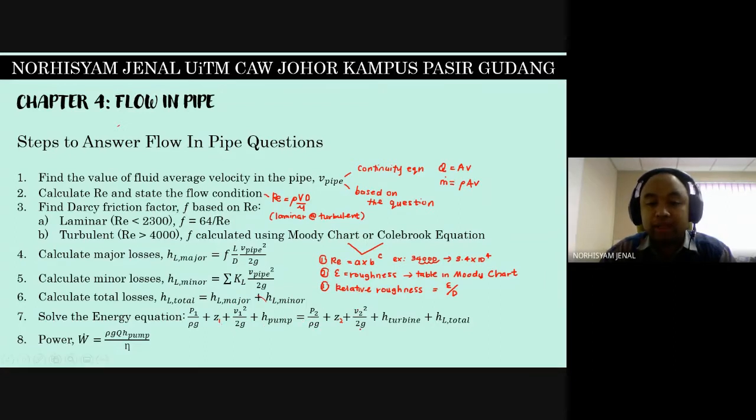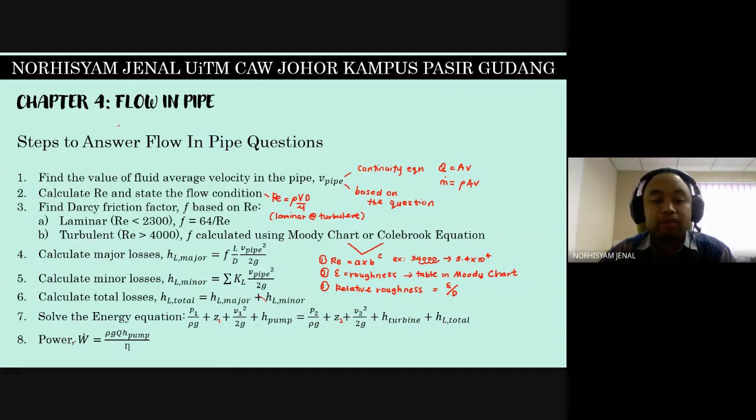The same goes on the right side, point 2. And then H pump is added at the initial point or the starting point of the pipe. And then H turbine, if any, should be on the right side of the equation, which is at the outlet. Okay. And HL total should be on the outlet also. Okay. So H pump should be on the inlet, and then turbine and HL should be on the outlet.